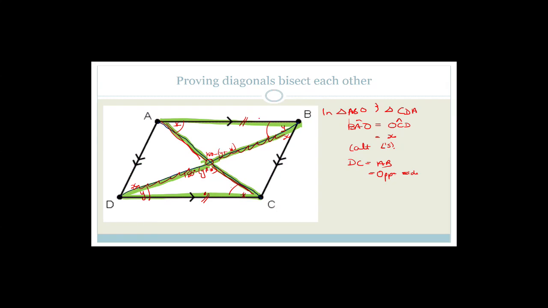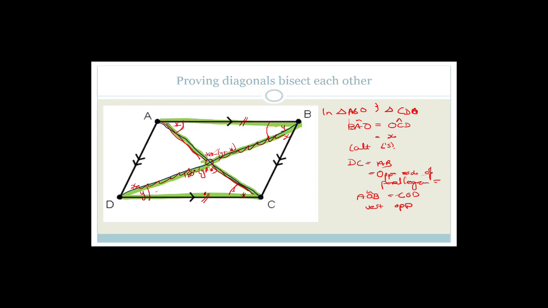Okay, so DC is going to be equal to AB. Why? Opposite sides of a parallelogram are equal. We already said that. So we now know that this is equal to this. We've said that this is equal to this. We therefore can say that these two are equal because they're vertically opposite. In fact, let's just do that. So we can say angle AOB is equal to angle COD, and why? Because they're vertically opposite.